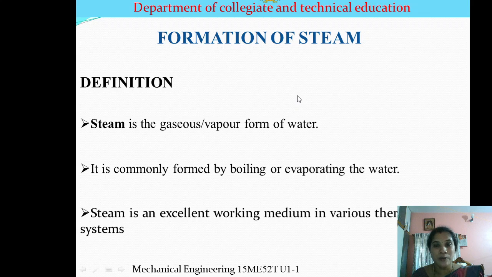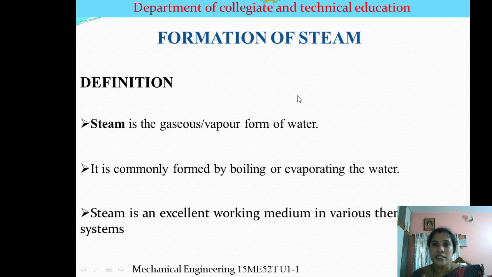Then how are we going to produce this steam? This steam is produced either by boiling or evaporating the water in a closed chamber, which is called a steam generator or boiler, by keeping the pressure constant. I'll repeat once again. We produce the steam by heating or evaporating the water in a closed chamber called a steam generator or boiler at constant pressure.